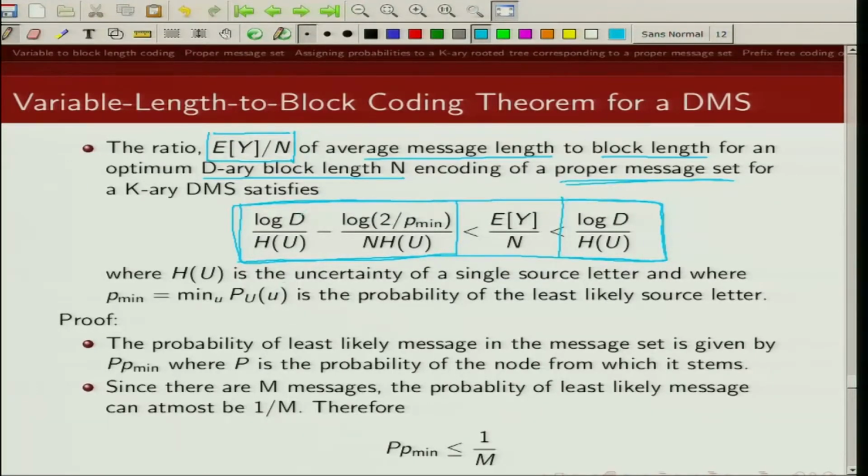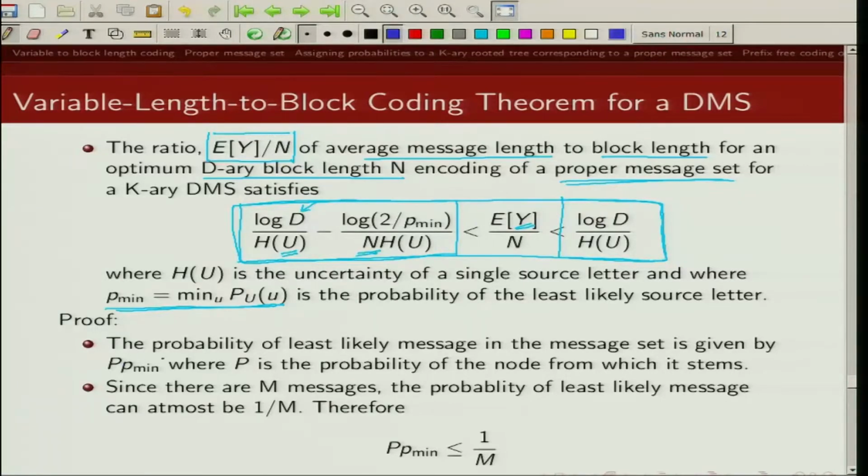where D is the alphabet size of the output code word, U is my source letter emitted by the discrete memoryless source, P min is the probability of the least likely source letter, n is my output code word length, and Y is the length of the parsed sequence. So expected Y is the average input length. Okay, so let us prove this result.